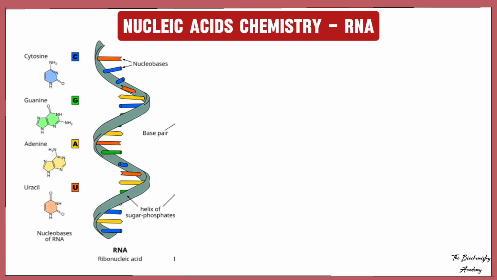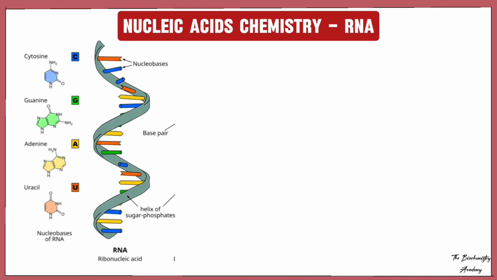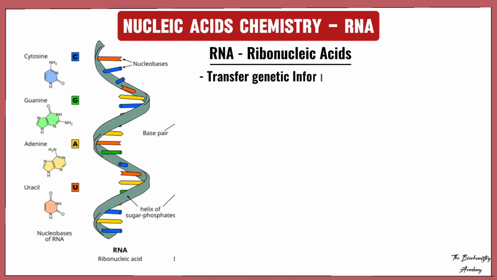Now, we began a serial course on nucleic acid chemistry, and today we will talk about RNA, understanding what RNA is, understanding the structure of RNA and the types of RNA. Now, RNA stands for ribonucleic acid, and it transfers genetic information from one part of the cell to the other. Unlike DNA, which is a double-stranded helical structure, RNA is a single-stranded structure.